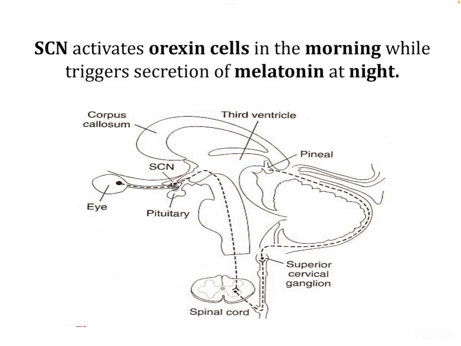Suprachiasmatic nucleus gets the direct projection from the optic nerve and controls the circadian rhythm. This suprachiasmatic nucleus activates orexin cells in the hypothalamus in the morning and is responsible for being awake, while it also triggers the secretion of melatonin from the pineal gland during night, and it is responsible for sleep.